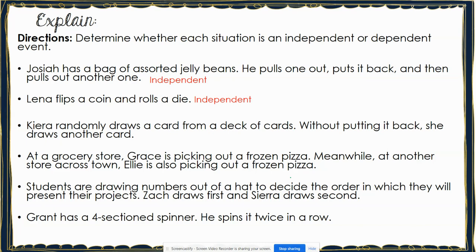Next, I see Kiera randomly draws a card from a deck of cards. Without putting it back, she draws another card. Well, this is going to be a dependent event. This is because Kiera kept that card out. So now when she goes to choose another card, there is one fewer card in her sample space and one fewer option for her to choose. Now I want you to try the next 3.